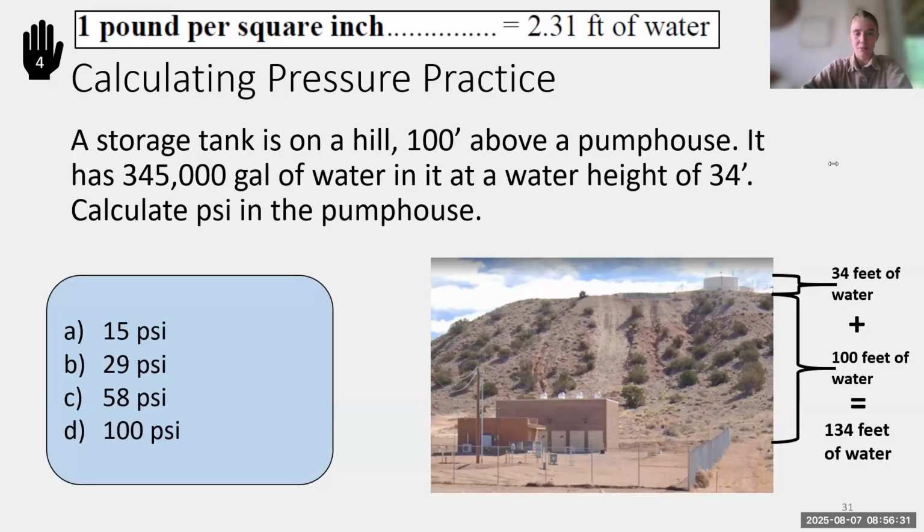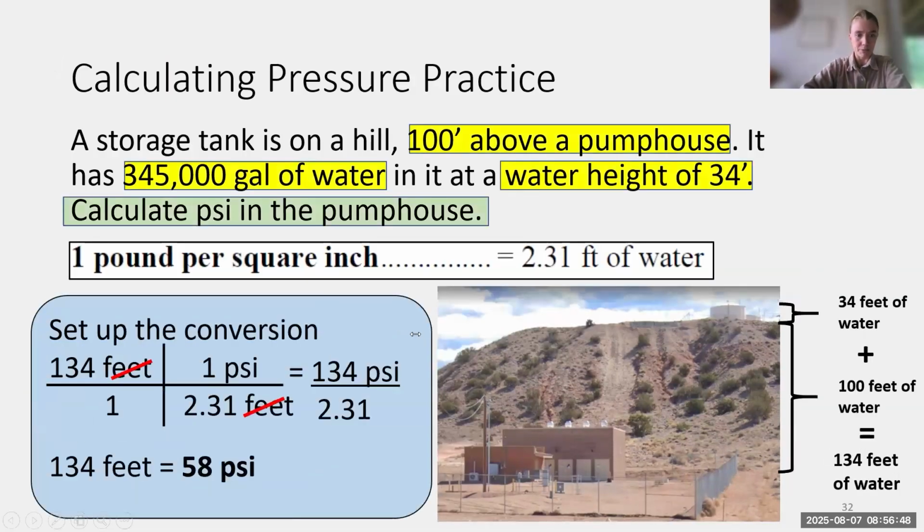So for this, when we're calculating pressure in this practice problem, we're really just doing a conversion, right? So we're converting the height of water, feet of water, to pressure, right? So if we work through this, 58 is correct for this one. So let's go ahead and look at this question in detail.